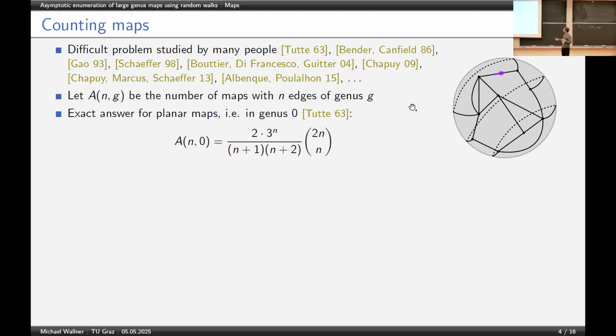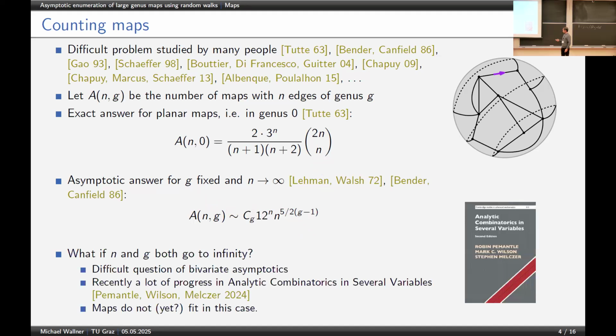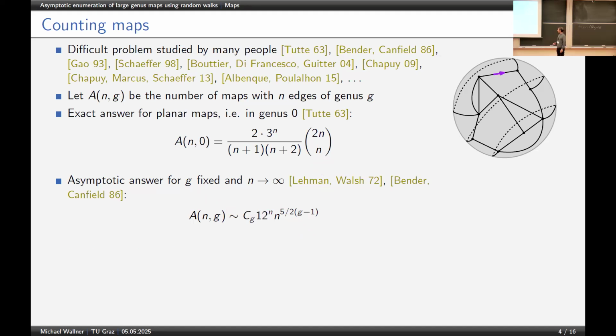You see an example here, and note that I've drawn it such that I want to emphasize that there could be edges on the back as well, as in my previous picture. Of course, I could move the outer face to the back and just look at it embedded in the plane, okay? Then people have looked at asymptotic answers. For fixed genus g, let it be 2, 3, 4, 5, it is known that for n to infinity, the asymptotics is given by this nice formula.